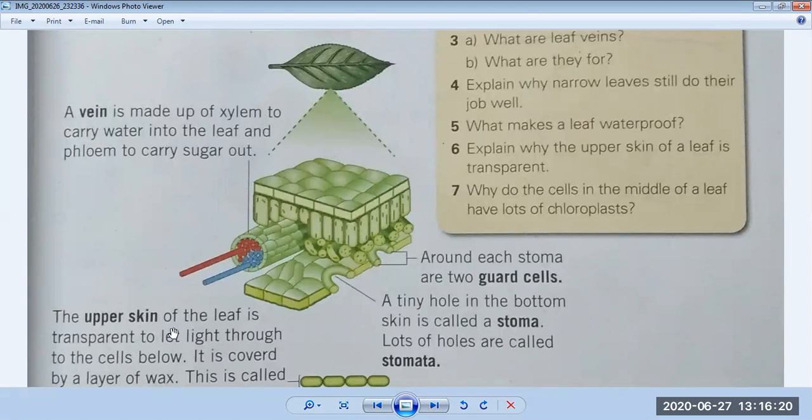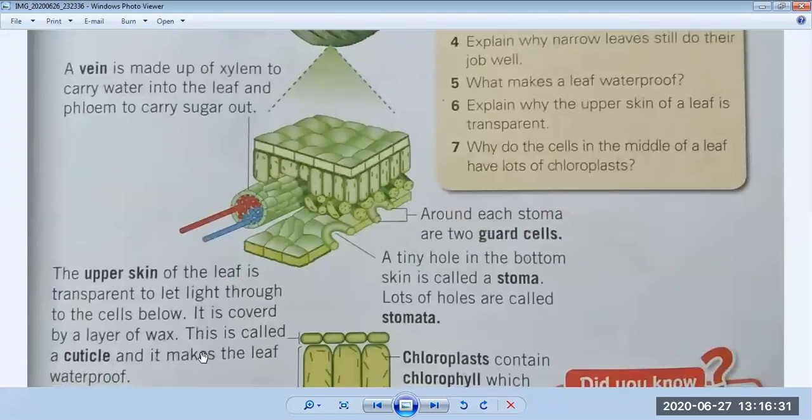Okay. Now you will see the upper skin. What is the upper skin of the leaf? The upper skin of the leaf is transparent to let light through to the cells below. It is covered by a layer of wax. This is called a cuticle, and it makes the leaf waterproof. What is the role of cuticle? Cuticle makes the leaves waterproof. What is the meaning of waterproof? That extra water never stays on the body of the leaf.